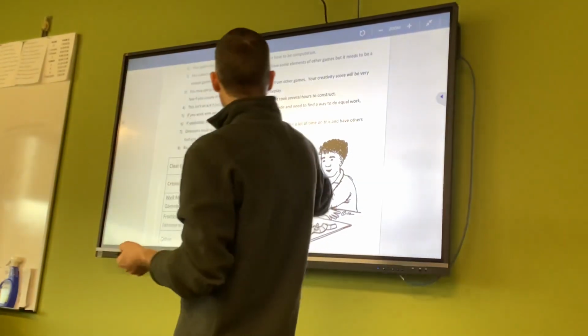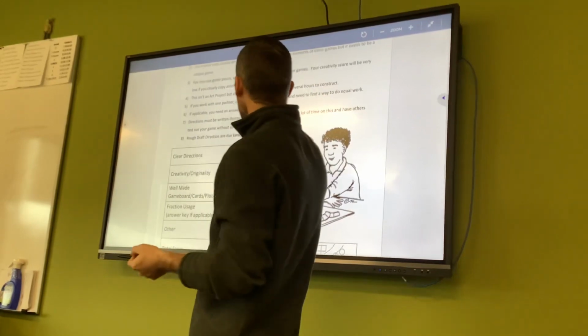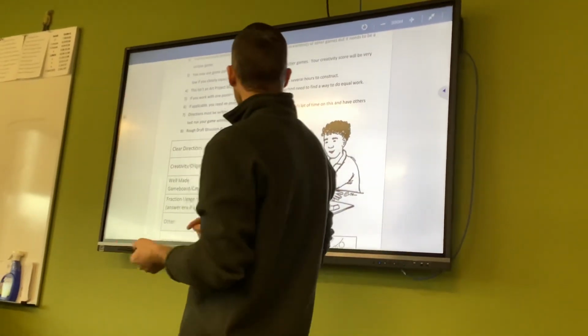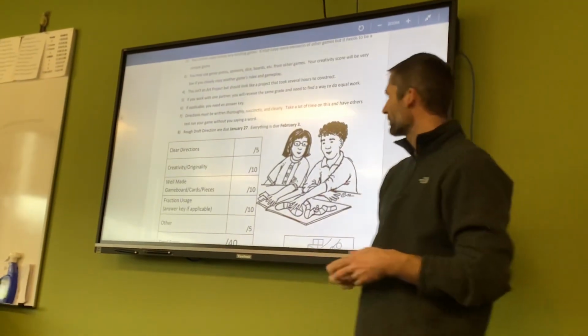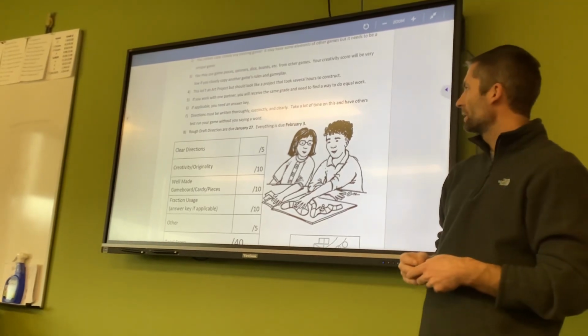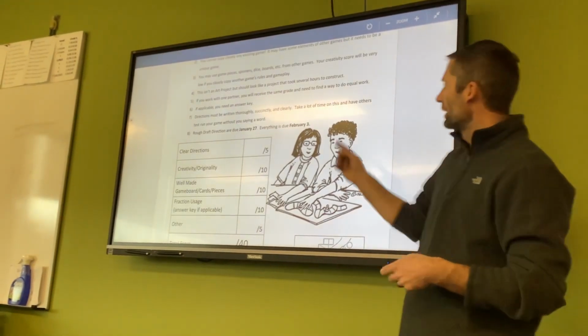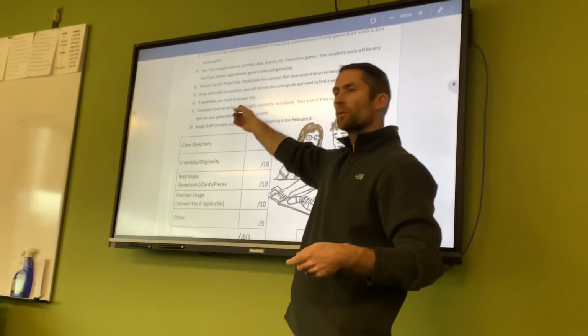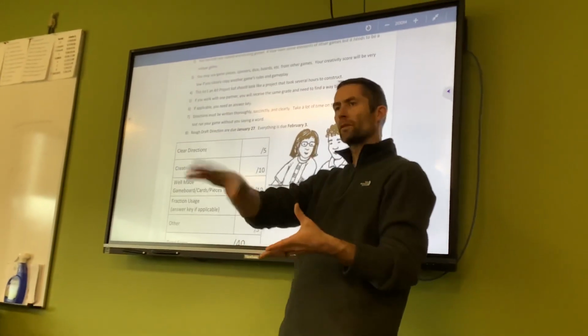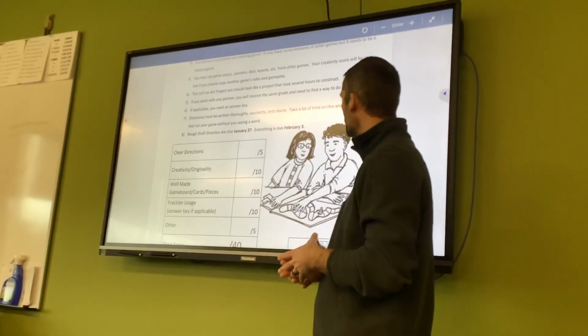Okay. The rough draft is due January 27th. That's in 2 weeks and a day. And then the final draft is due the next week. So I need the directions at least a week before the final game board or whatever in your final draft.